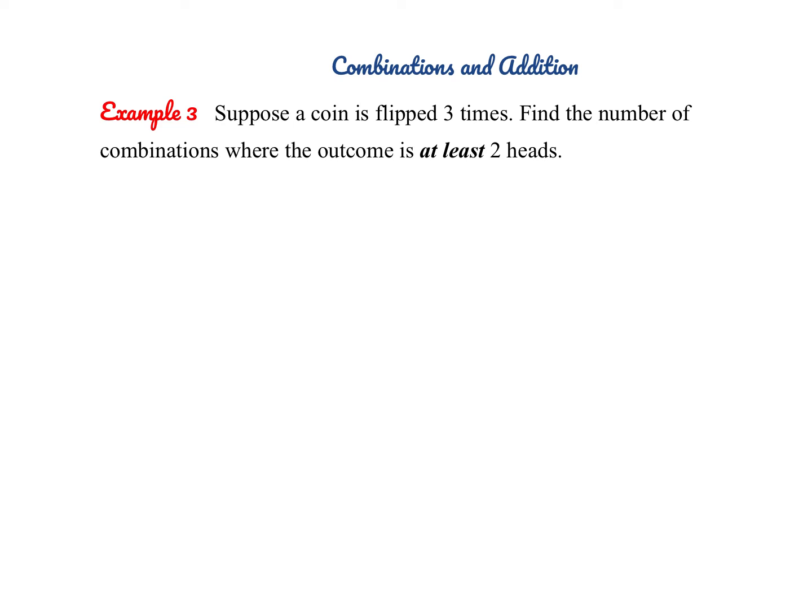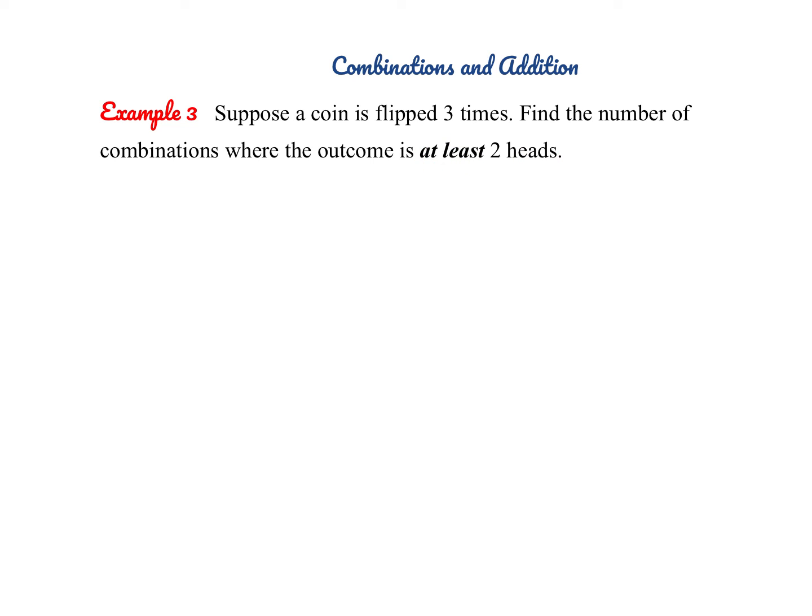All right, so now we're going to try a couple problems that include this new key phrase that's really common with probability, and that's the word at least. So suppose a coin is flipped 3 times. Find the number of combinations where the outcome is at least 2 heads.